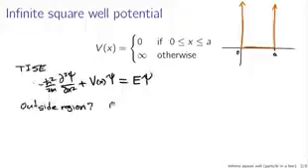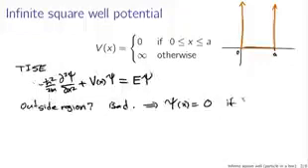Bad things happen. You end up with an infinity here for V of x, if x is not between 0 and a. The only way this equation can still make sense under those circumstances is if psi of x is equal to 0, if x is less than 0 or x is greater than a. So outside this region, we already know what our wave function is going to be. It's going to be 0, and that's just a requirement on the basis of infinite potential energy. Can't really exist in the real world.